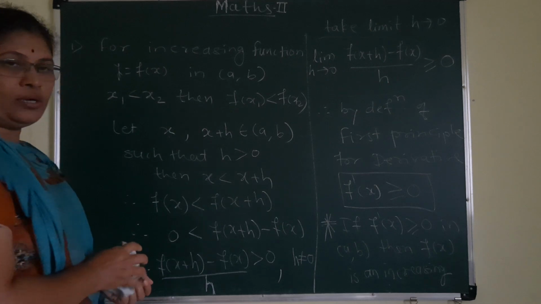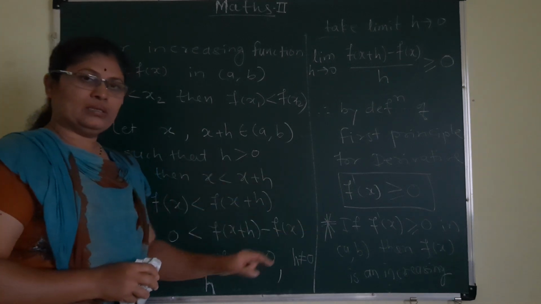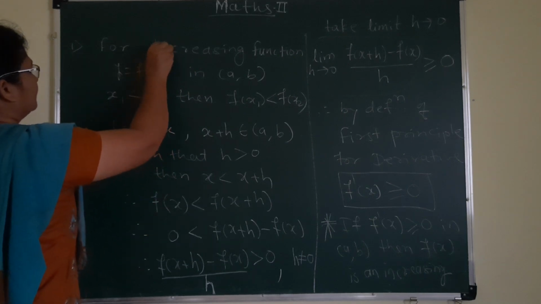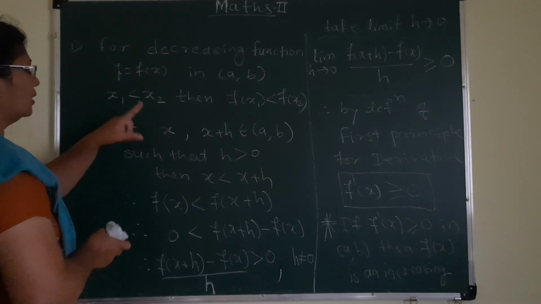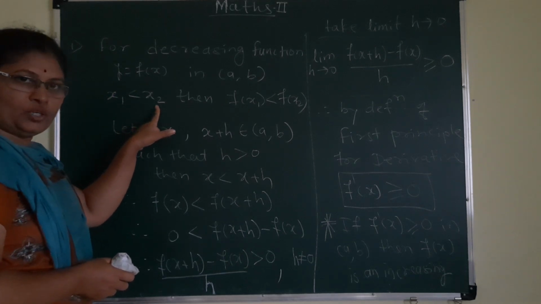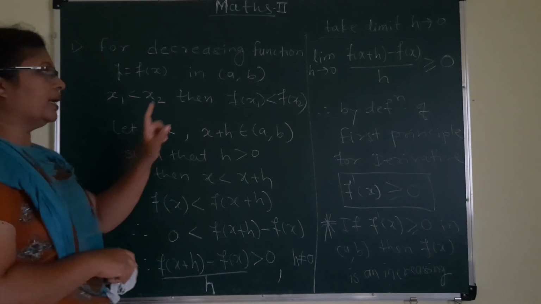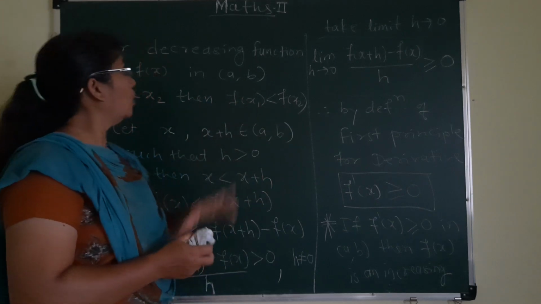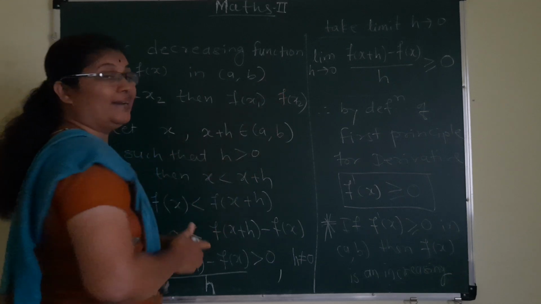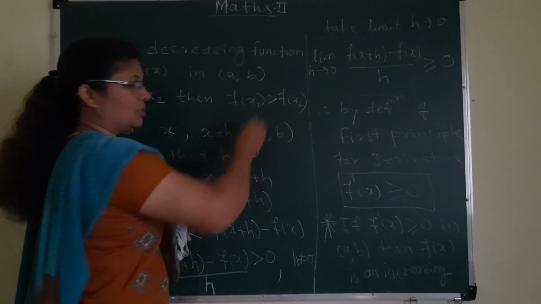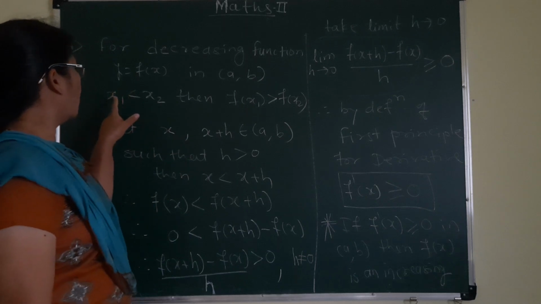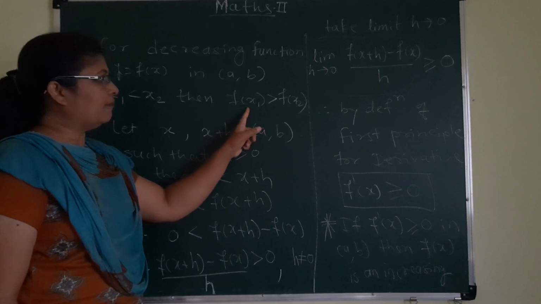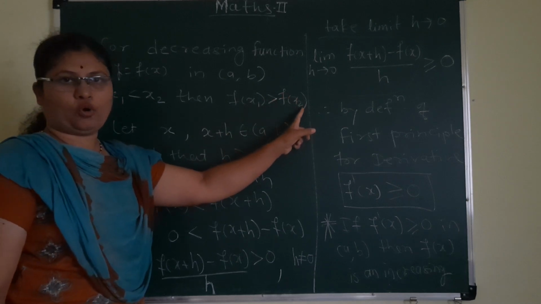So what will happen for a decreasing function? If you got this, I will go to the next part, decreasing function. Look at this. For a decreasing function, x1 is less than x2. We know the definition. At that time, f of x1 becomes greater than f of x2 for the decreasing function by our definition. In the previous lecture we have seen the meaning of decreasing function. So as x1 is less than x2, f of x1 is greater than f of x2.